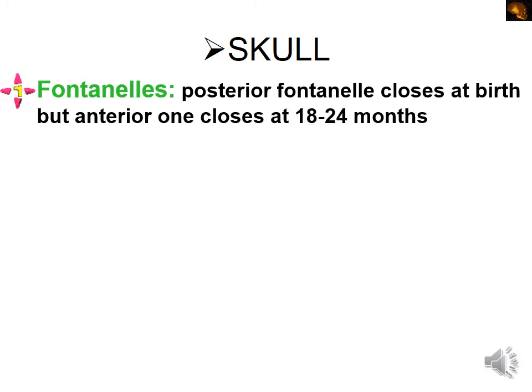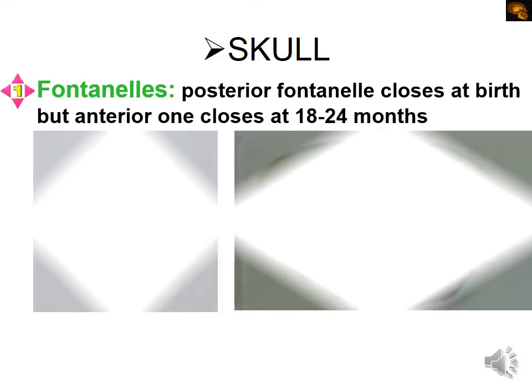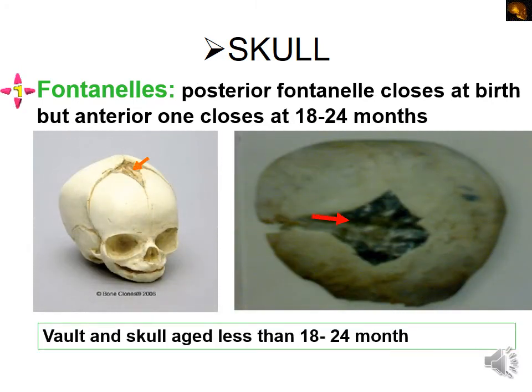Normally, if the fetus is full term, he is born with an already closed posterior fontanelle, while the anterior fontanelle remains open until 18 to 24 months of life. So if I see a skull this way, the one I see here is the anterior fontanelle. If the anterior fontanelle is open this way, this means that this is the skull of a child or a baby less than 18 to 24 months of life. Okay?